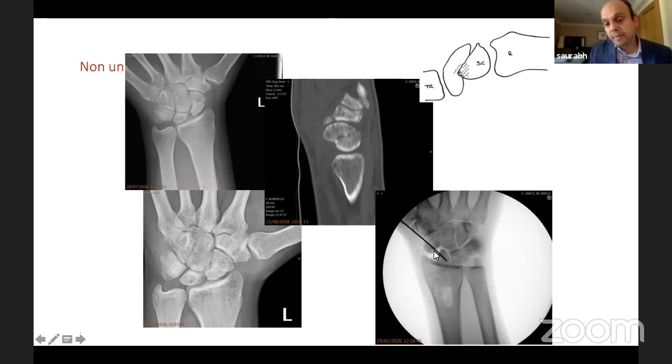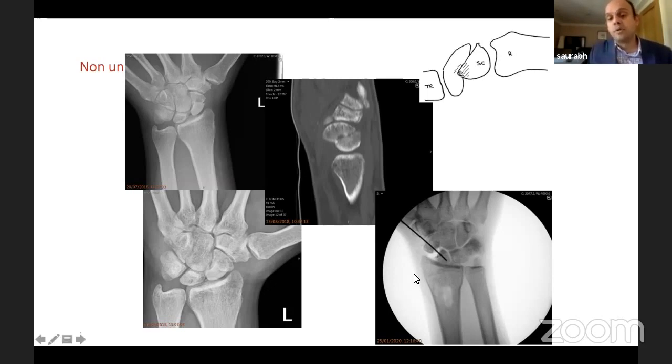This width is roughly a centimeter. So you take a centimeter there, and this width is roughly 5 millimeters. So 5 millimeters by 1 centimeter is your cortico-cancellous graft. You put a lot of cancellous chips, a very thin cortical piece there, and then you put a screw.